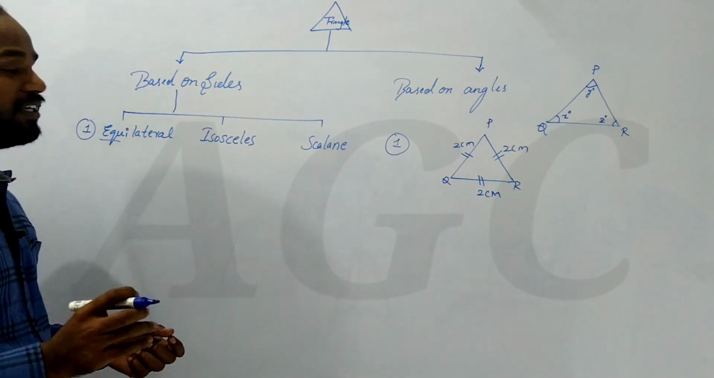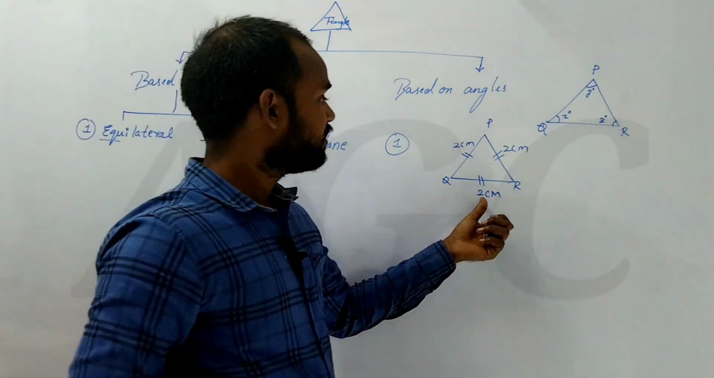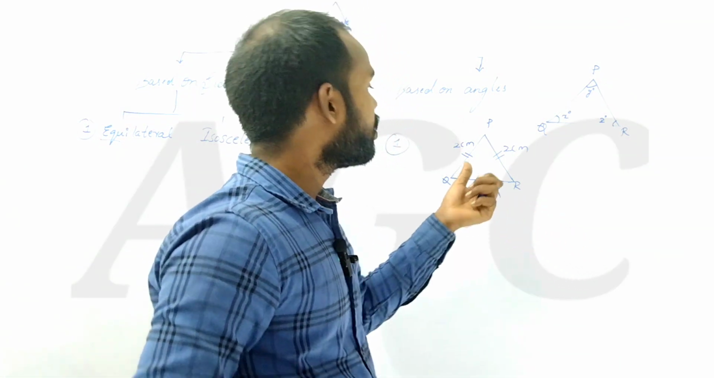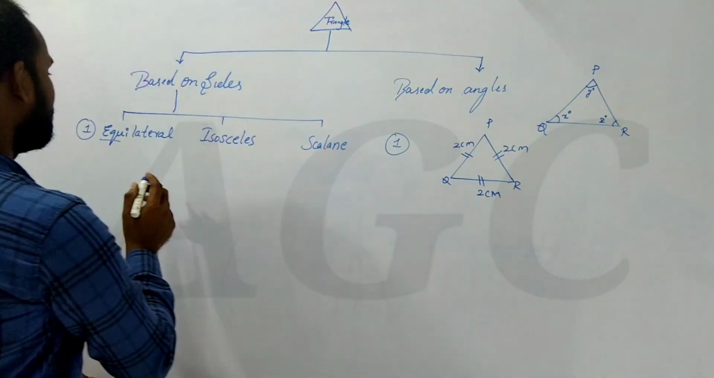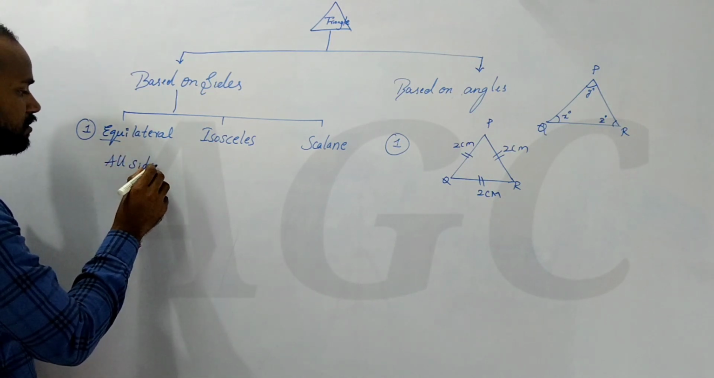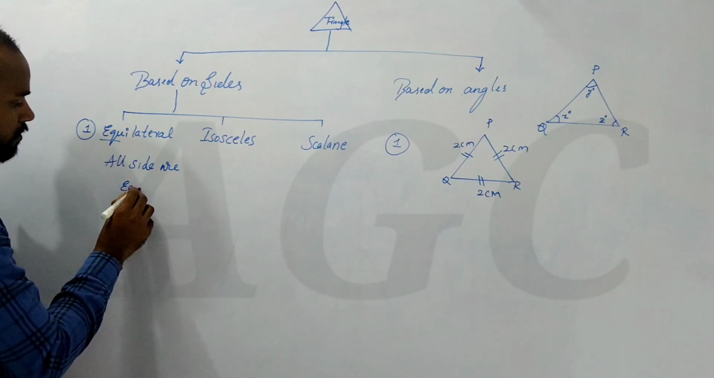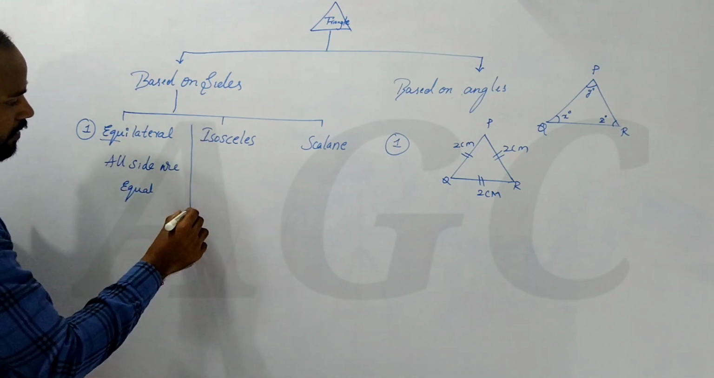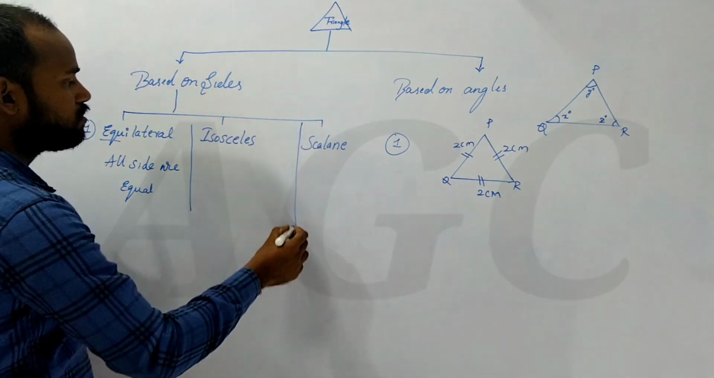Our definition of equilateral triangle is completed. What is the definition? If all sides are equal, then the triangle is said to be an equilateral triangle. All sides are equal. That is an equilateral triangle.